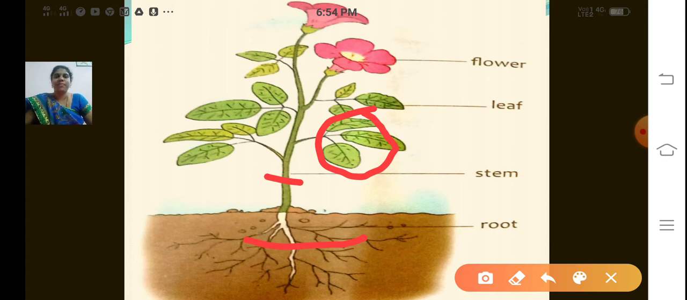L-E-A-F. Leaf. Then we have, what is this? Flower. F-L-O-W-E-R. Flower. What is that? Flower.